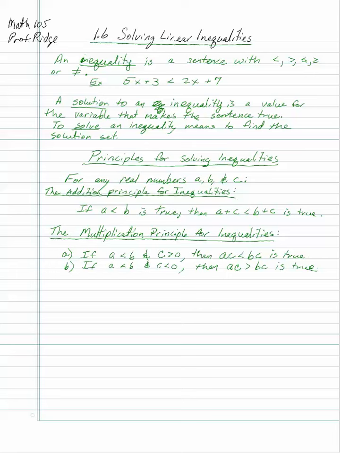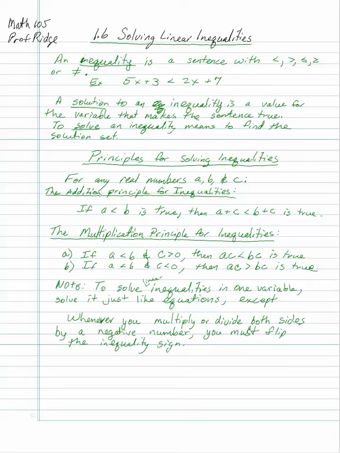Now if a is less than b and c is less than 0, so c is negative, then when you multiply both sides by a negative number, you have to flip the inequality sign. I can summarize this: you solve inequalities just like equations, with that one exception. When you multiply both sides by a negative, you have to flip the inequality sign.